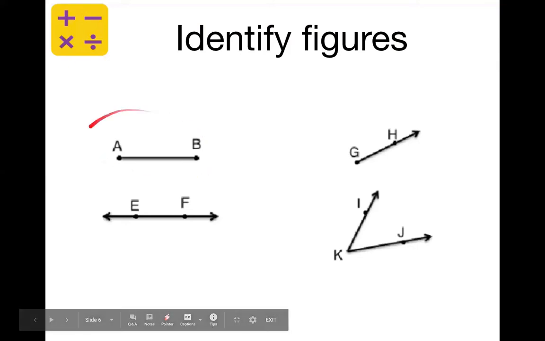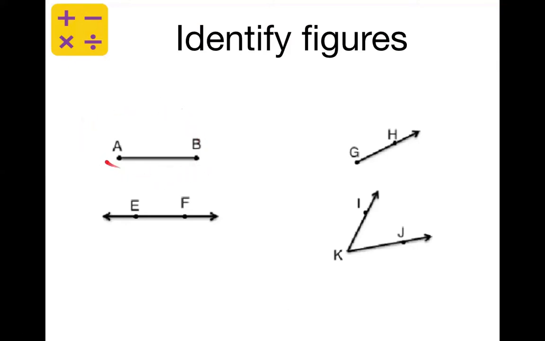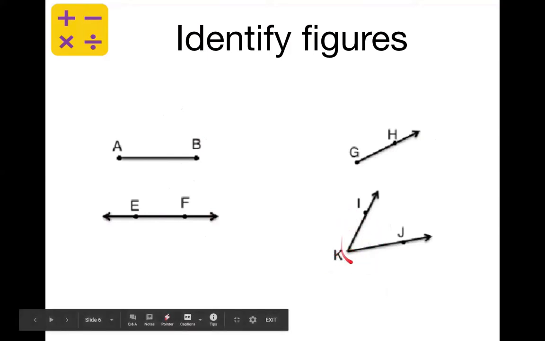Once you pause the video, did you notice that this is a line segment? It has a starting point and an ending point. This is going to be a line because it keeps going. And then over here, it looks like a ray. And here we actually have an angle, which we're going to be drawing today.